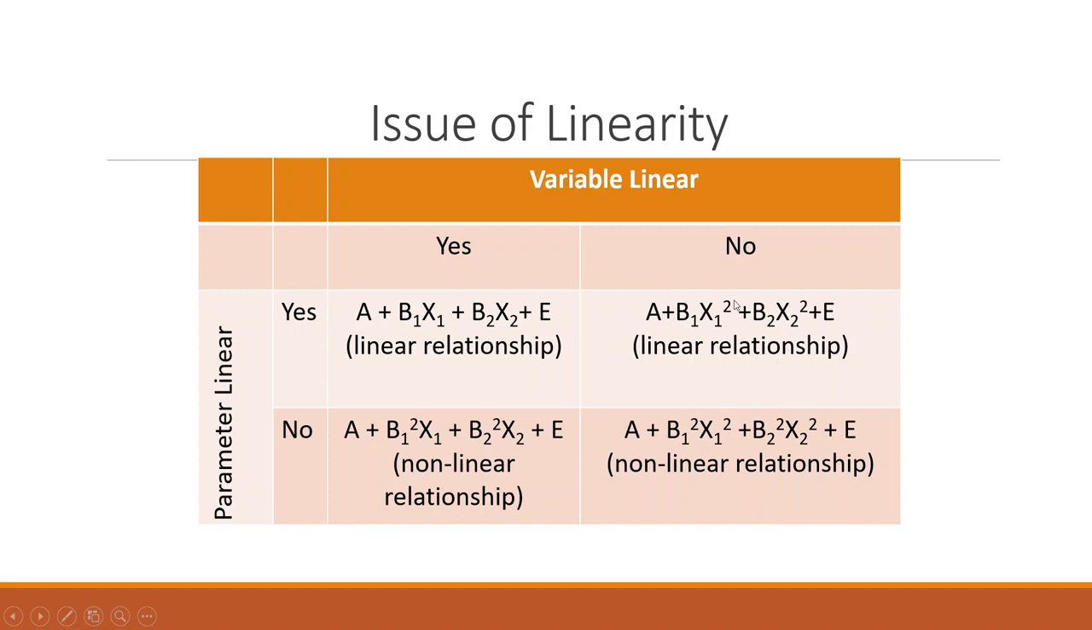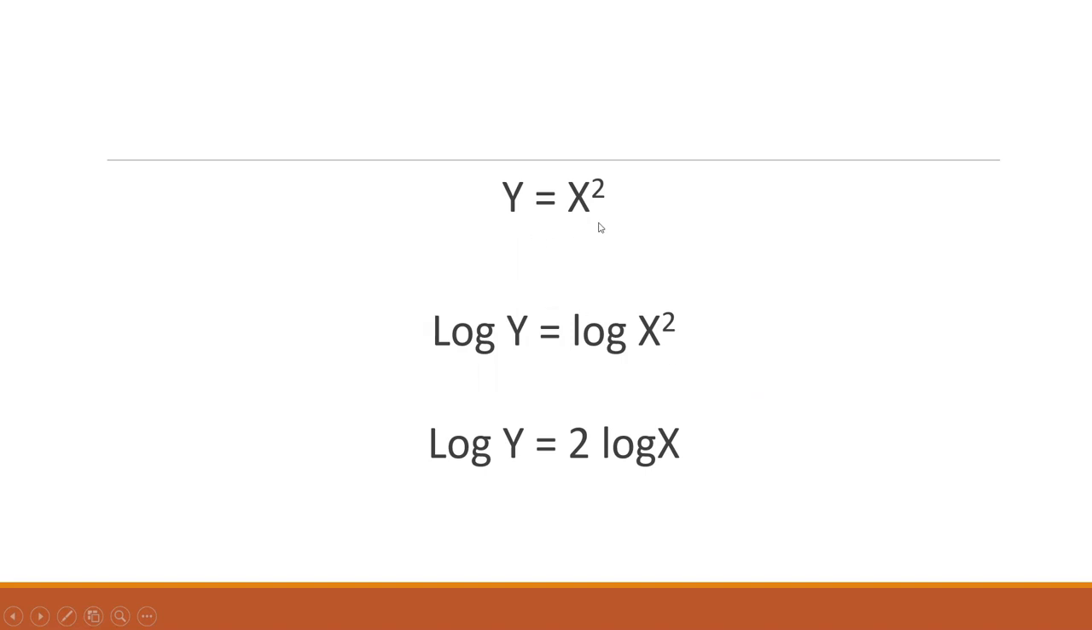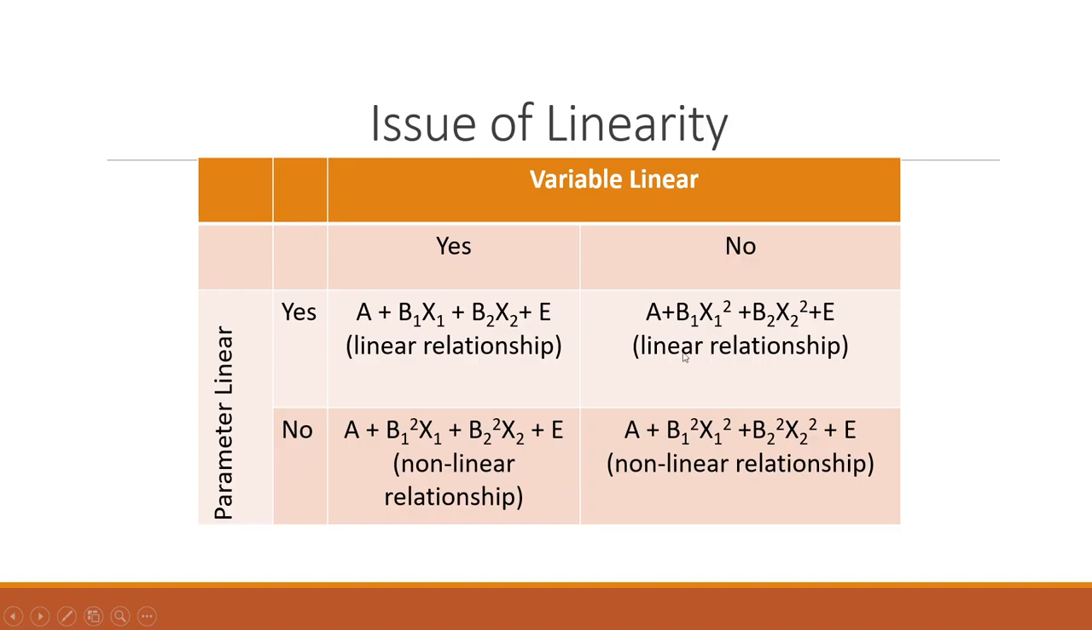Now, how come this is a linear relationship? Let's try to understand. Y is equal to x square. If I apply log on both sides, log y is equal to log x square. Those who are aware of the properties of natural logs know that log y is equal to 2 log x. Now this has become linear, and therefore, even if the variables are quadratic, it is termed a linear relationship.